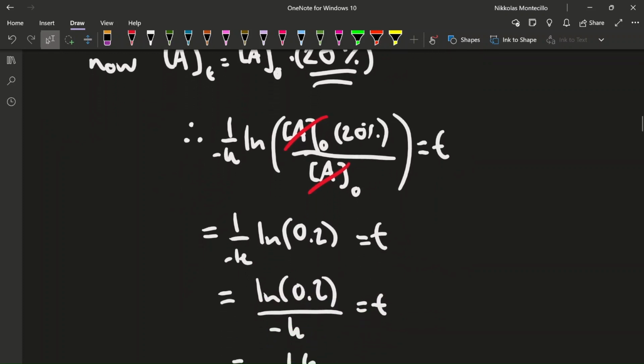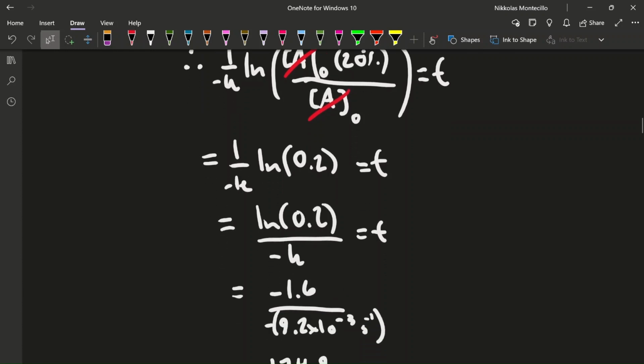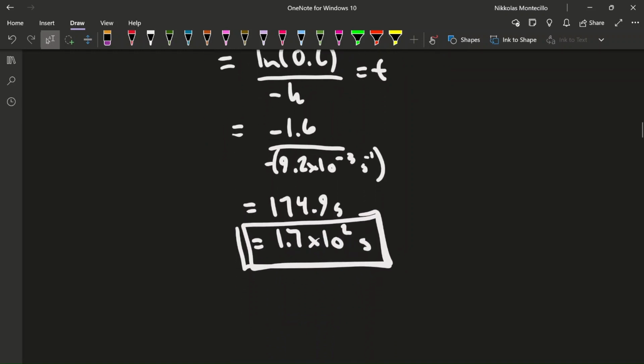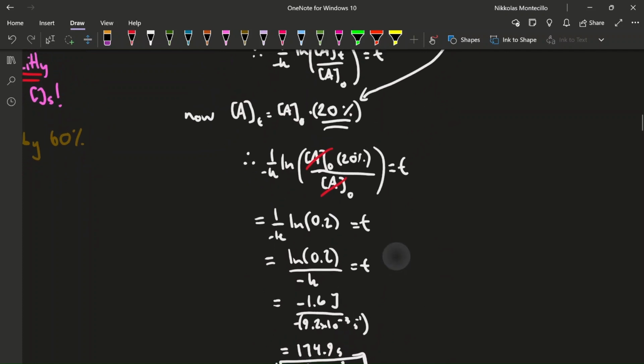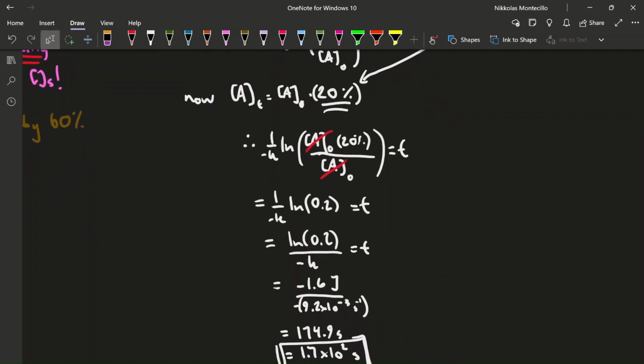What we're left with is 1 over negative k times the natural logarithm of 0.2, or 20%, which is equal to t. You plug in values, and I round it to 2 significant figures here. Feel free to check my math to be sure that I'm correct, but I believe the correct answer is 1.7 times 10 to the power of 2 seconds. That's what t is.